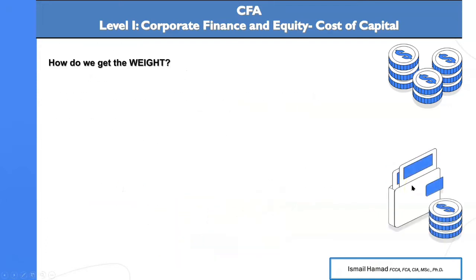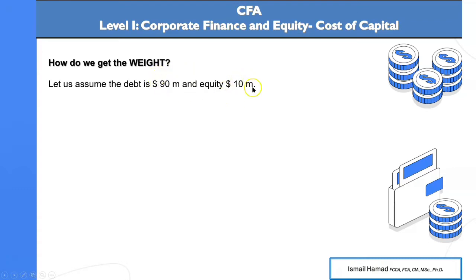Now, just now I mentioned the weight and I explained it. But how do we calculate it? The weight is simply the value of the debt. If I'm looking for the debt weight, it is the value of the debt divided by the total finance. So in our example, we have debt 90 and equity 10.